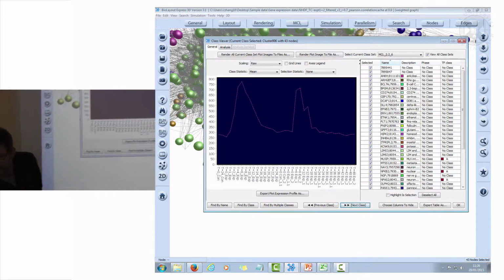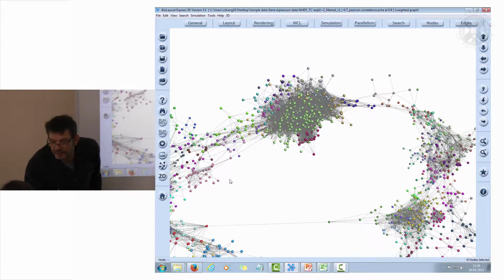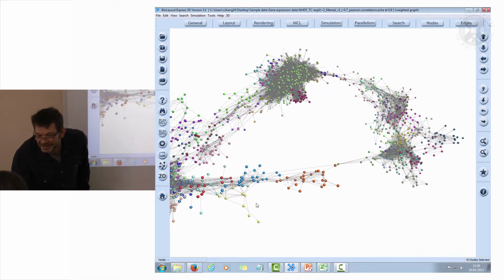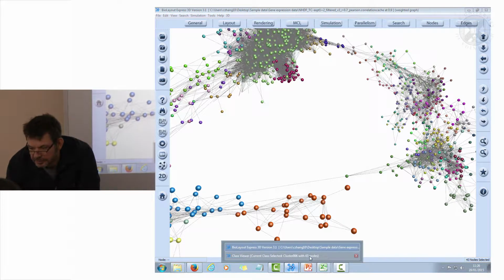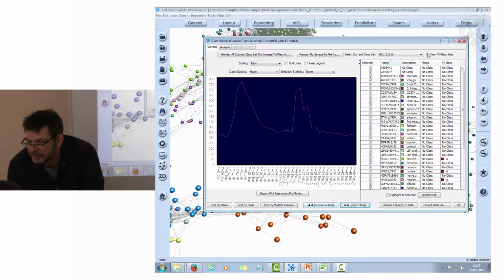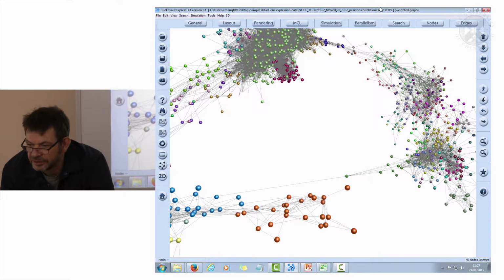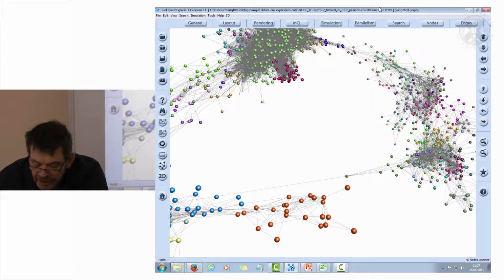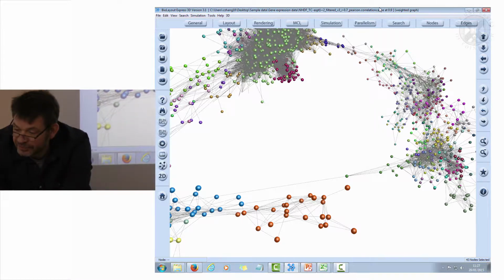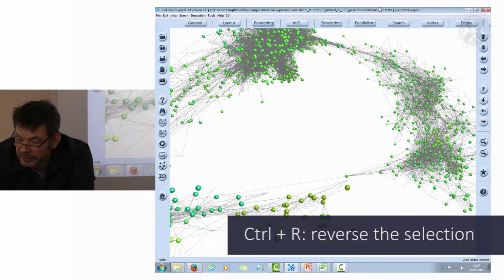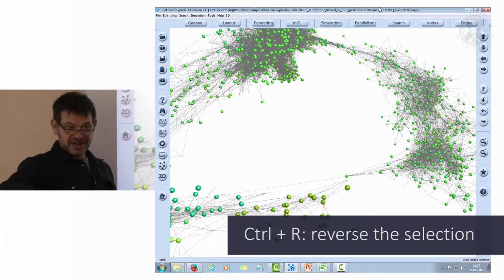Okay, and if we look at where they are within the graph, where are they? Did I deselect them when I did that? Okay, they are selected. I don't know where they are. So if you don't know where they are, one quick trick is to reverse the selection. You've got some selected, you don't know where they are, so what we're going to do is reverse the selection. That now says everything that was selected, select everything else.